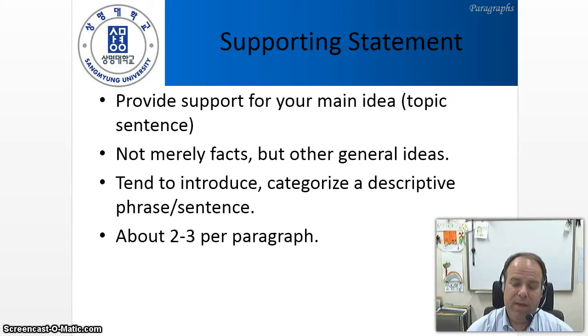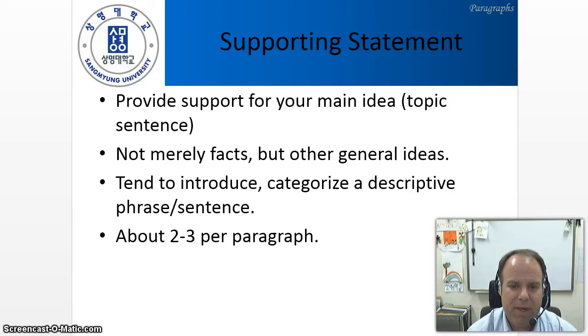And supporting statements, they provide support for your main idea, like I said before, your topic sentence. They're usually not facts, but usually other general ideas, assertions, statements that try to prove that your main idea is true or correct or the best. So these tend to introduce or categorize your descriptive phrases and sentences that come later.